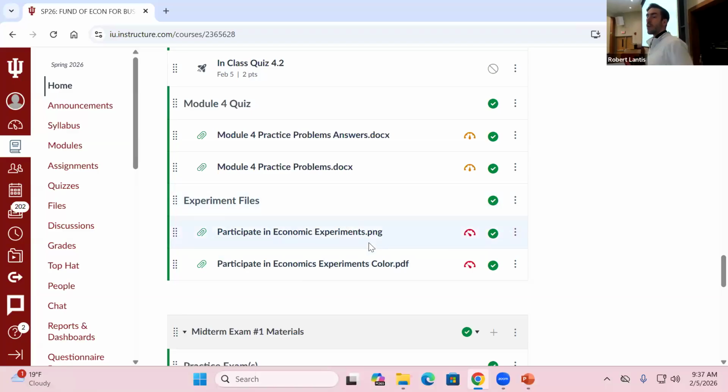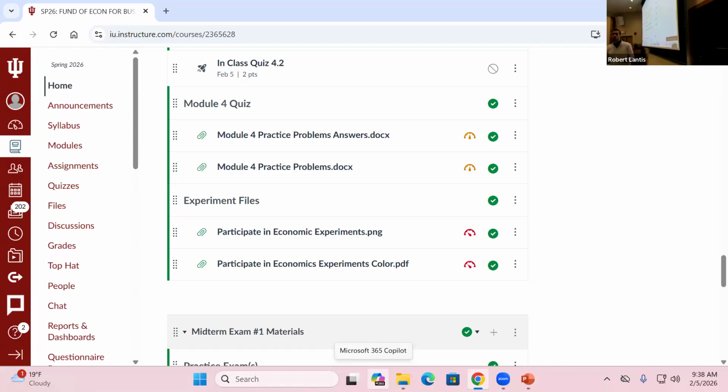Okay. So the other thing I wanted to mention before we start, and I'll probably put up an announcement about this, is I've got two files that I put in the module 4 experiment files. There are some experimental economists who run experiments to get at whether consumers are behaving in a way that lines up with the theory. I don't know exactly how much it pays per hour. Basically, your performance in the experiments dictates whether you make more or less money. I think the average is around $12 to $15 an hour for participating in these.